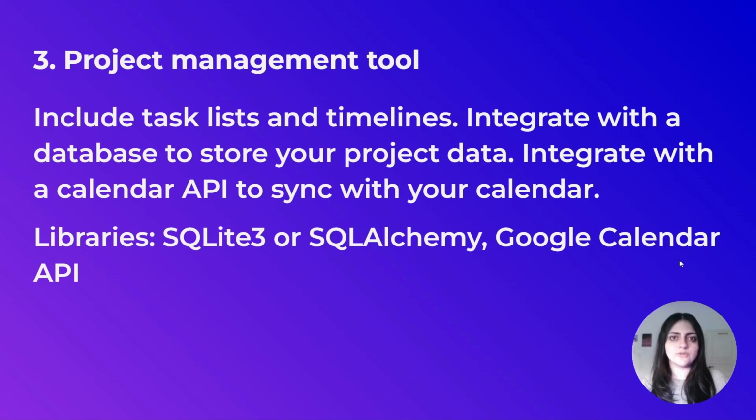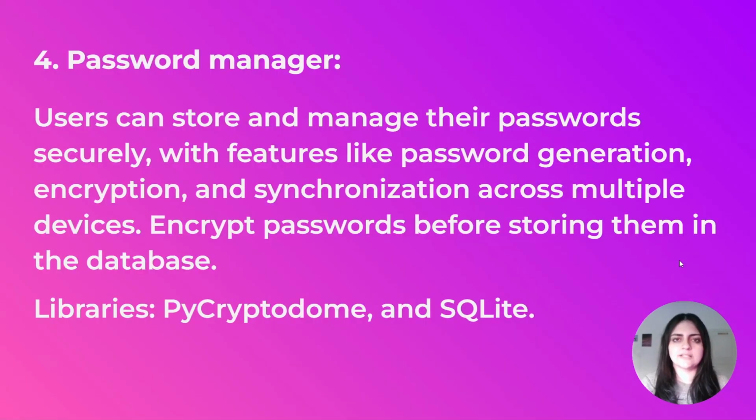And then you can also integrate this with your calendar. So for example, if you use Google Calendar as your daily calendar of choice, you can integrate this app with it. And then what happens is every time you add something in your project management tool, it will also be added the due date on your calendar, on your Google Calendar, for example. Now to do this, you can use SQLite3 or SQLAlchemy for the database, and then you can use the Google Calendar API.